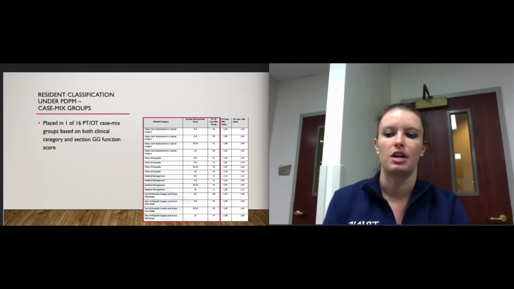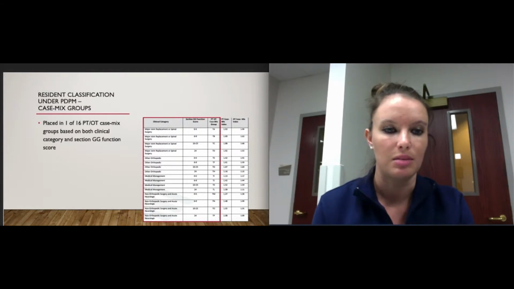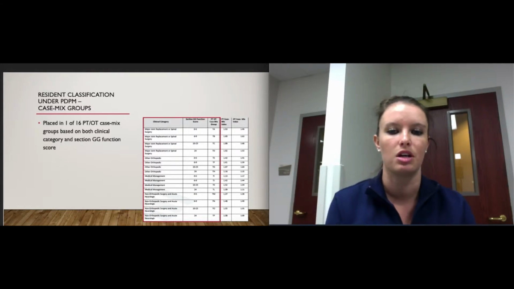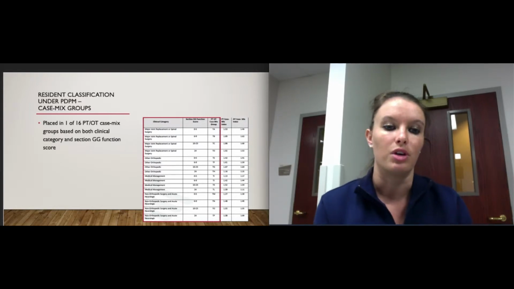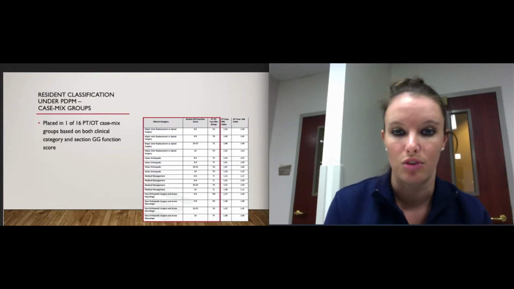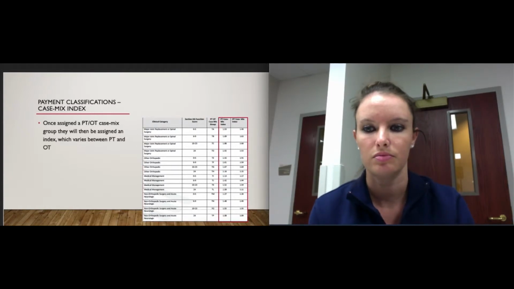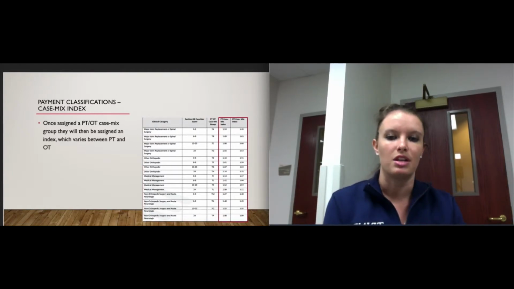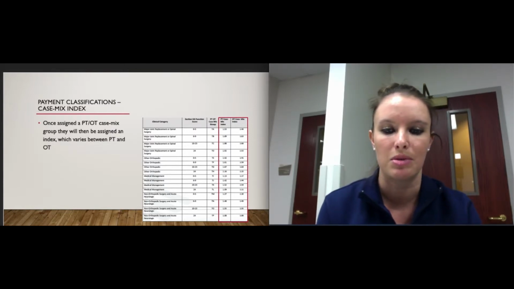Case mix groups: residents will then be assigned to one of 16 PT/OT case mix groups based on their clinical category and their functional score, rather than one of 66 under the previous RUG version, which is quite a bit less. Once assigned a case mix group, they will then be assigned an index, which varies between PT and OT and helps in the payment system.